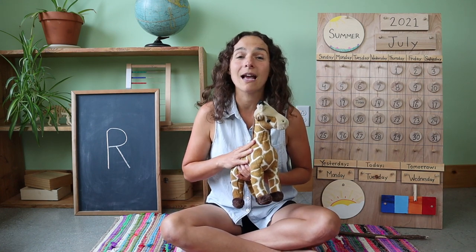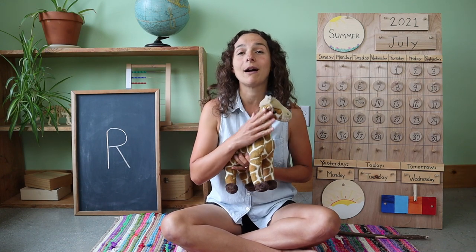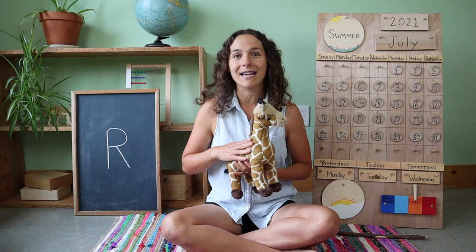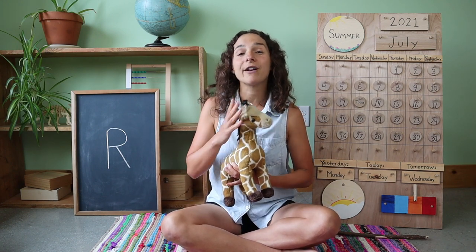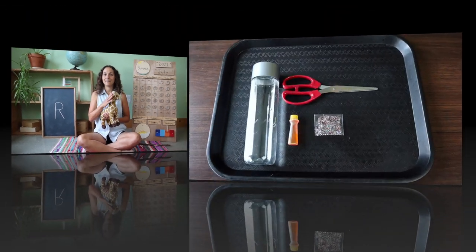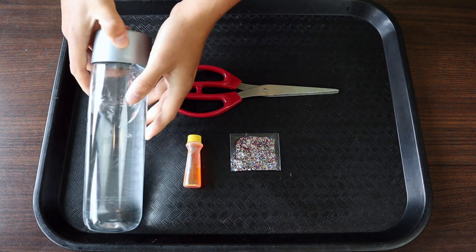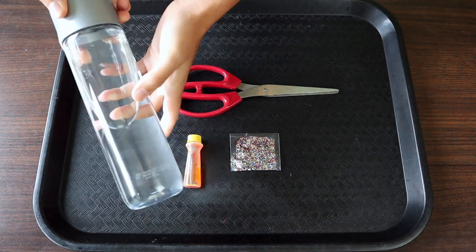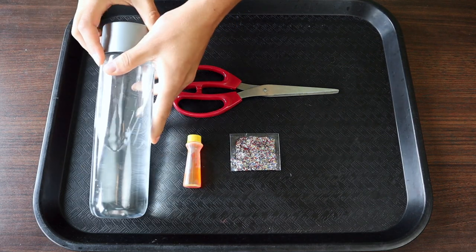Excitement is definitely a positive feeling, but sometimes it's a little hard to calm your body down after you feel so excited. For today's work, we are going to make something that is very calming to look at. We are going to be making a sensory bottle. So you are going to need a plastic water bottle that is filled up almost all the way with water.